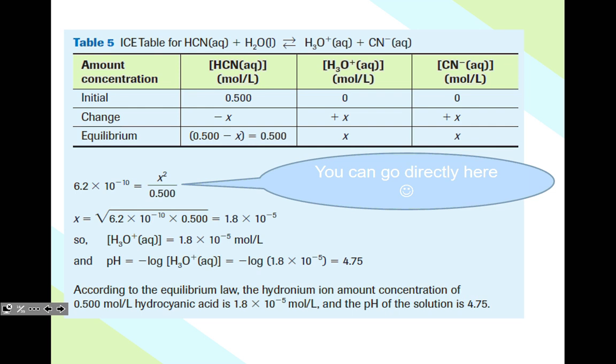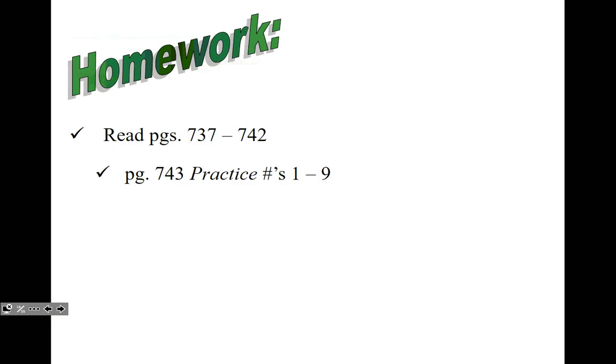For the concentration, you get 1.8 times 10 to the negative 5, and remember you have to use your negative log to get your pH. 1.8 times 10 to the negative 5 will give you a pH of 4.75. So all of a sudden it becomes an easy question, not a big deal, right? Thank goodness for shortcuts.